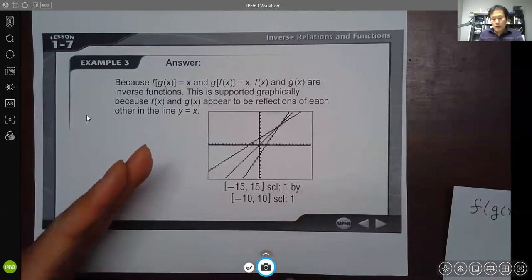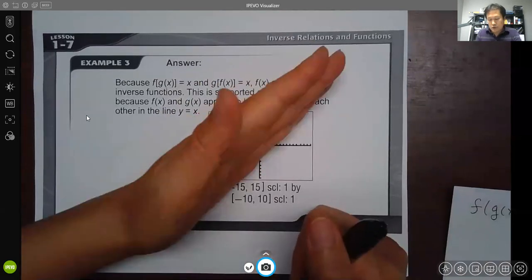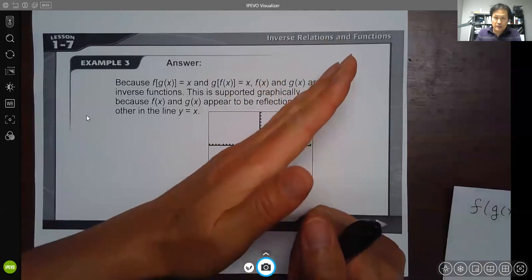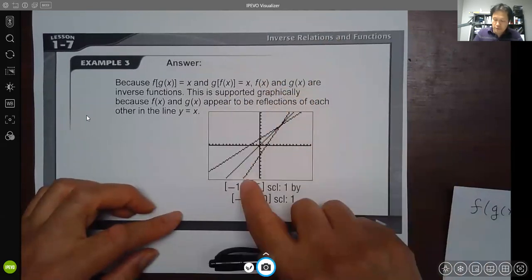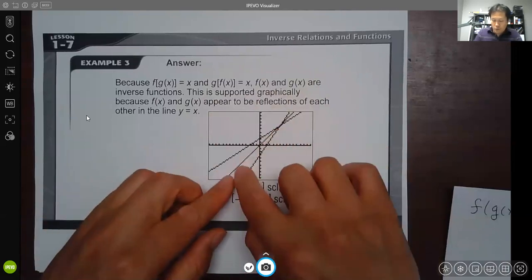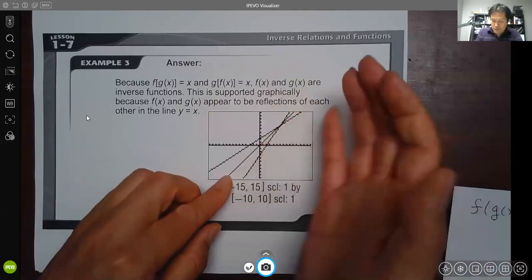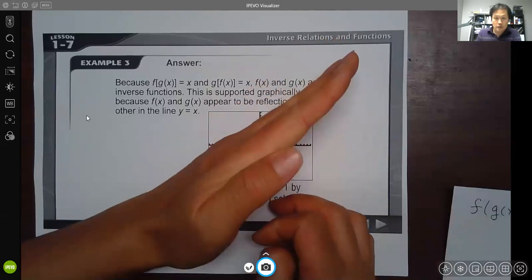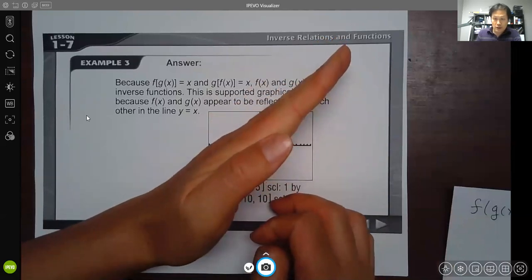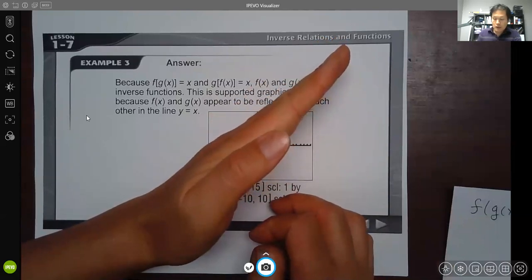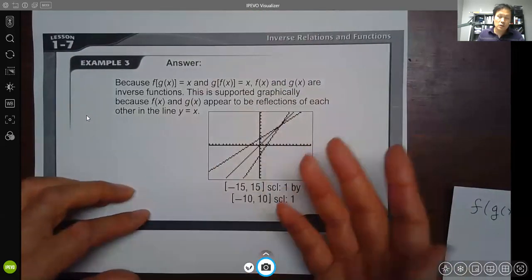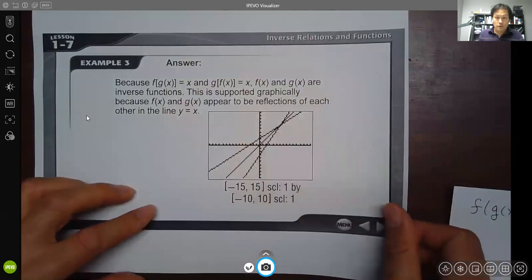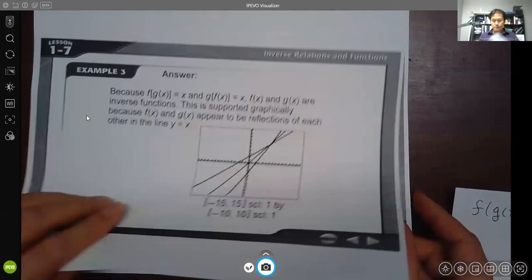Graphically, inverse functions are symmetric over y equal to x. So if this is the graph, you will fold over y equal to x. This very 45 degree straight line is y equal to x. So you will fold over that, and that reflection will be the graph of the inverse function.